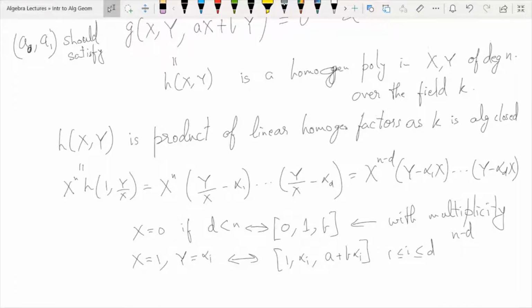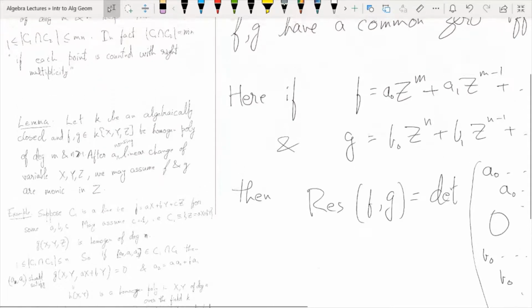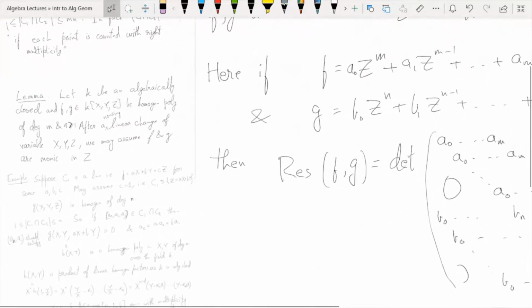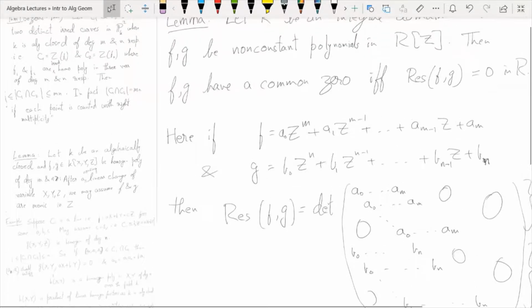Okay, so let's look at the more general setup now. So I hope this example is clear. Yeah. So this connects. This tells you why one should expect this to happen. So it's almost like reducing to the problem that a degree n polynomial in one variable has n roots counted appropriately.